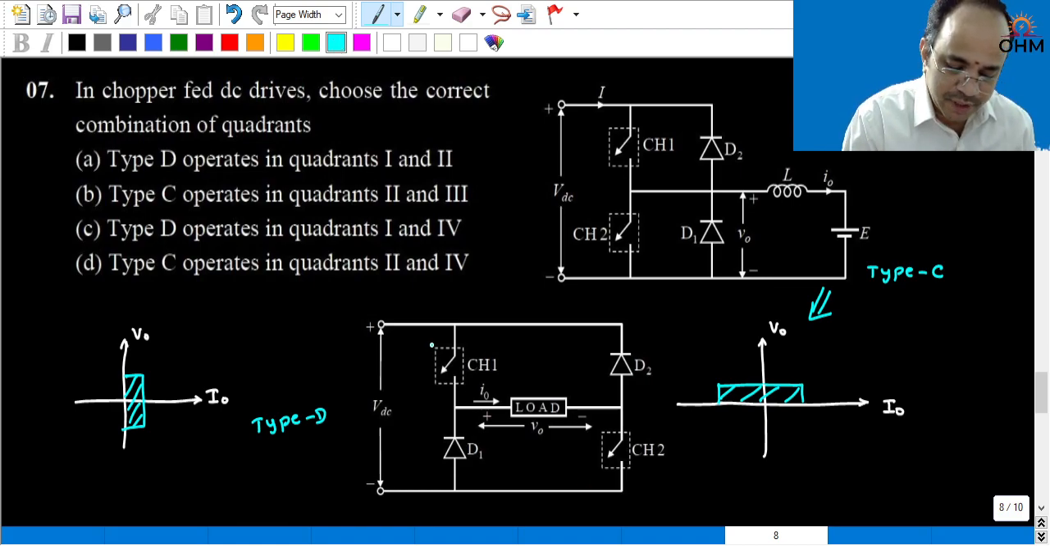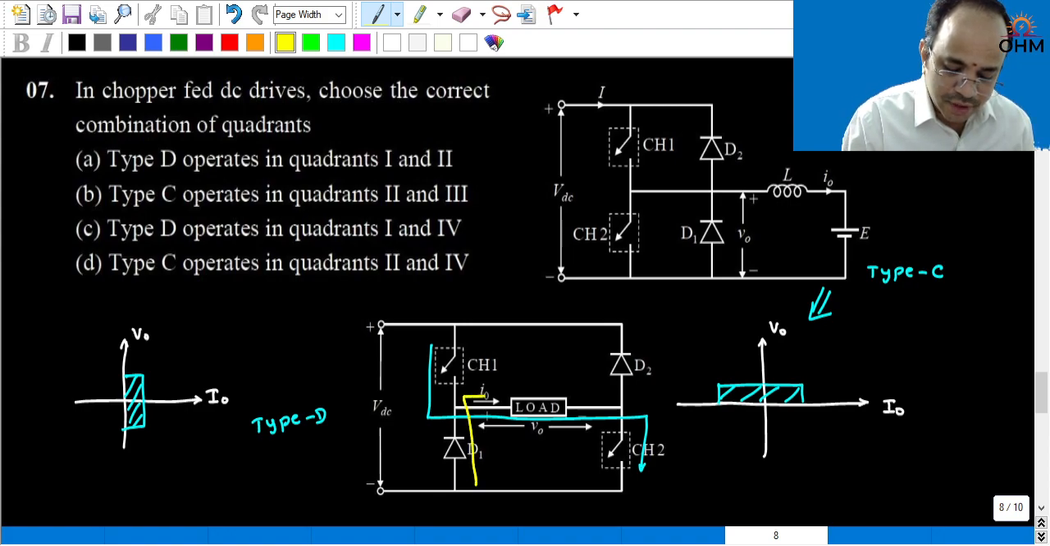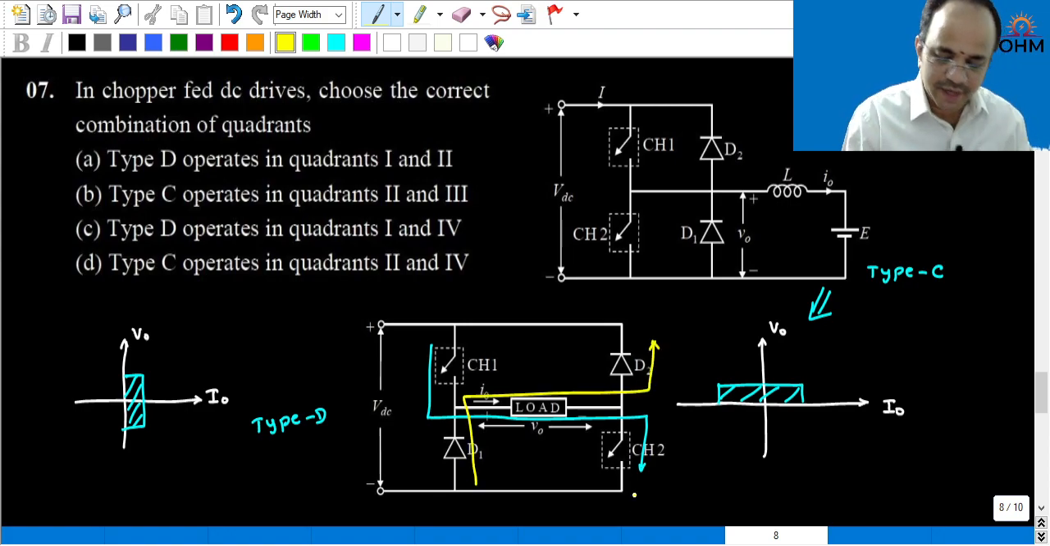Say for example, in this chopper, this is the direction of the load current when CH1 and CH2 are on. If these diodes are on, this is the direction of the current. So under any condition, current is always positive. It is always in one direction only. And the voltage can be positive or negative. Therefore, it will give you first and fourth quadrants.